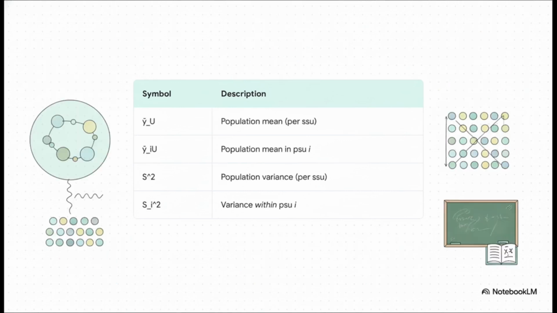Now let's zoom in from the classroom level to the individual student, the SSU. That symbol, Y bar sub U, that's our ultimate prize. It's the true average homework hours per student across the entire school. That's what we want to know. Then you've got S squared sub I. This is basically the flip side of what we just saw. It measures the variance within a single classroom. Are all the students in that one room pretty similar in their study habits, or is there a huge range? This whole idea of within cluster variation is absolutely central to the trade-offs we're about to talk about.